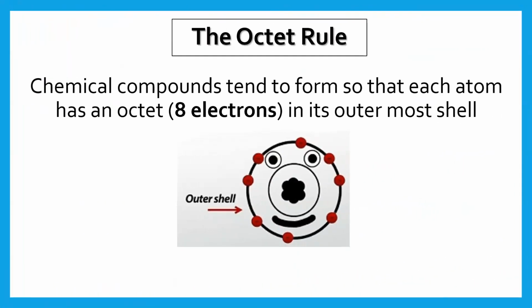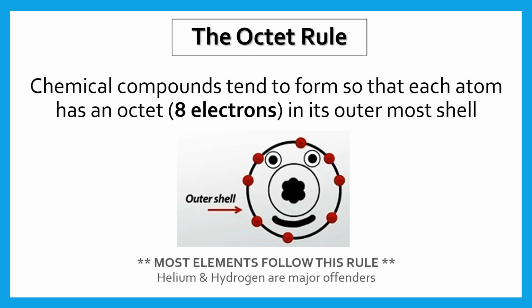So just remember the octet rule. It says that chemical compounds tend to form in such a way so that they have a full octet of 8 electrons in their outermost shell. But do recall that some elements are very small, like helium and hydrogen, so their octet is actually only 2 valence electrons.